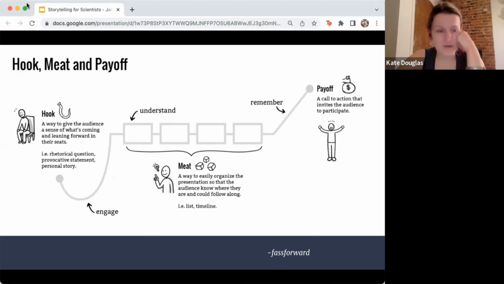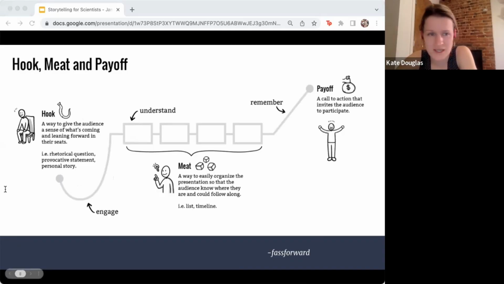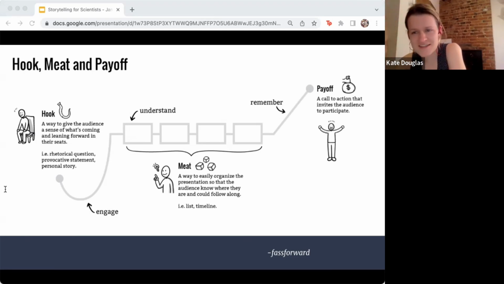One more structure I want to talk about, which I'm a big fan of, is the hook, meat, and payoff. This is from a company called Fast Forward, a consulting group who helps build brand stories. The hook is a bold statement to engage the audience right away. It could be a rhetorical question, a personal anecdote, a big idea, not an agenda slide. An agenda slide is the anti-hook. It tells people what's coming, and it's also a recipe for everyone to sit back and snooze.